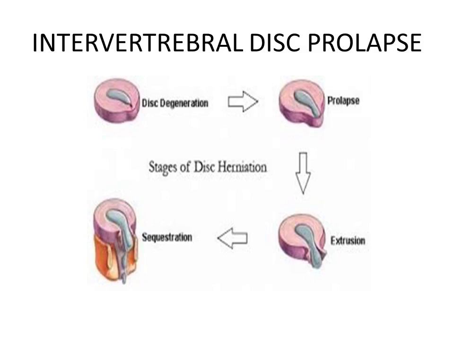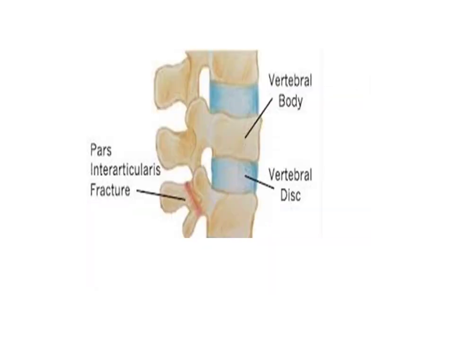There are four stages: the bulging, the prolapse, the extrusion, and the sequestration. Then there is the pars interarticularis fracture, in which the region between the superior and the inferior articular surface gets fractured. So it is the weakest portion of a vertebral neural arch.